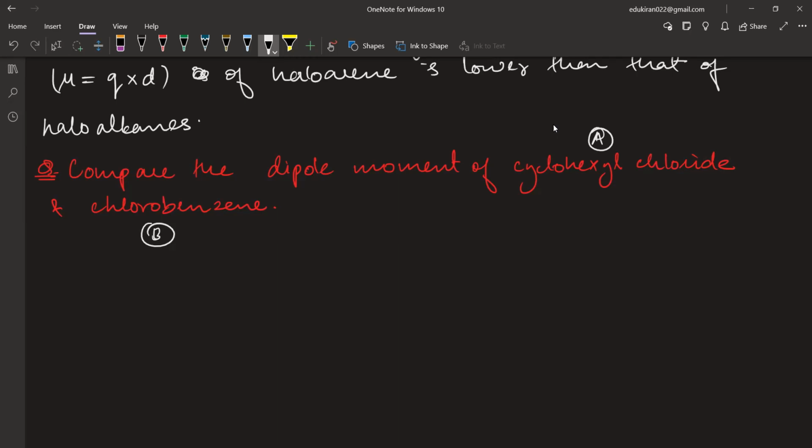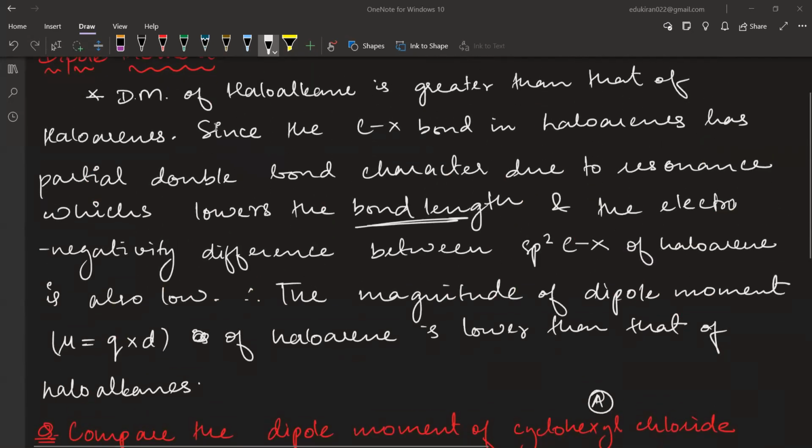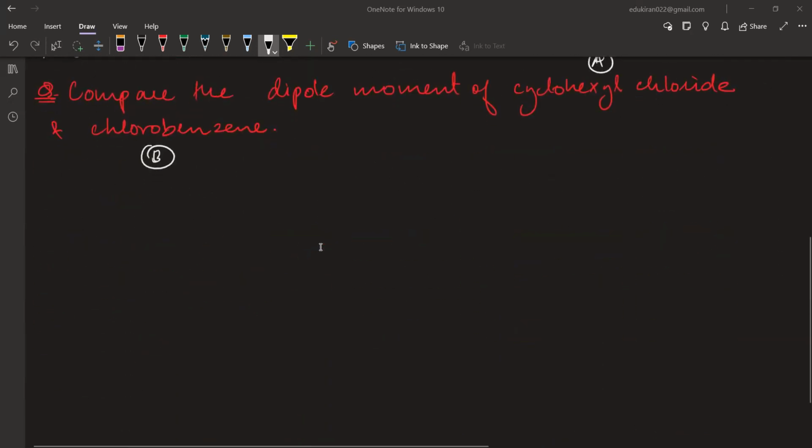Sir, we also have to write the reason why? What, Atif? Do you also have to write the reason why the dipole moment of one is higher than the other? No, not why. Just you have to compare, nothing else. The reason will be whatever I have written here. Don't write the reason. Just compare.